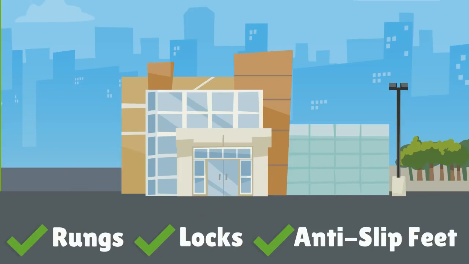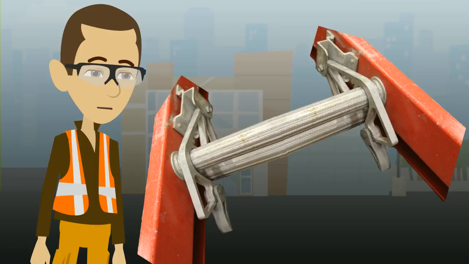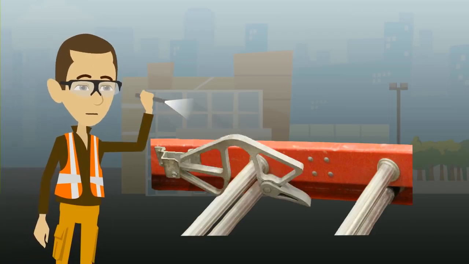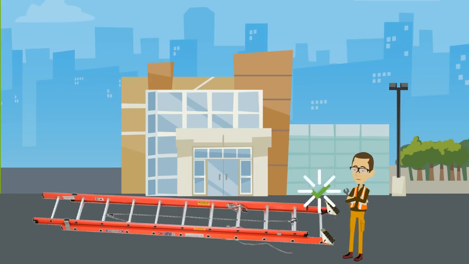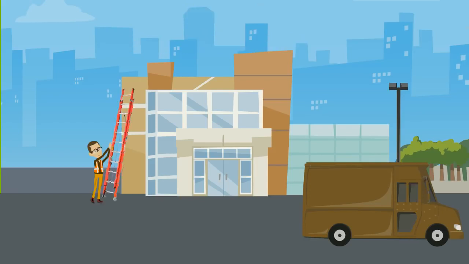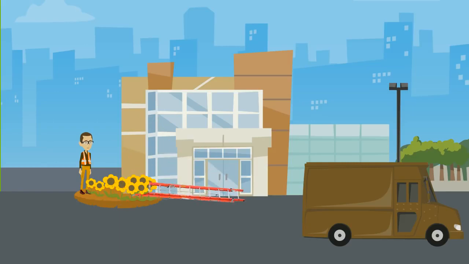Ask yourself these questions as you inspect the ladder. Are the rungs in good condition? Do the ladder locks function correctly? Does the ladder have anti-slip feet? And, if so, are they in good condition? Before using a ladder, follow these setup guidelines to ensure it's safe before climbing it. Place the ladder on a solid, level surface. Avoid putting the ladder on gravel or dirt, which could shift and cause the ladder to fall.